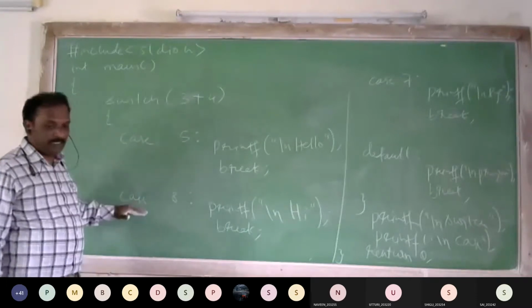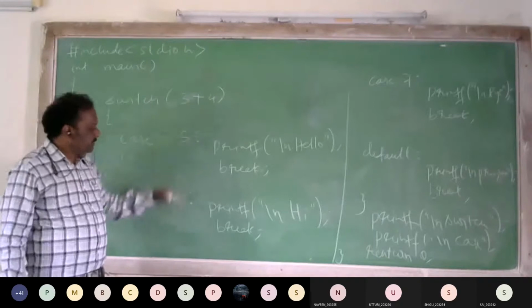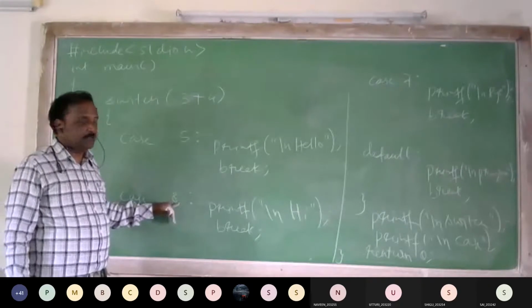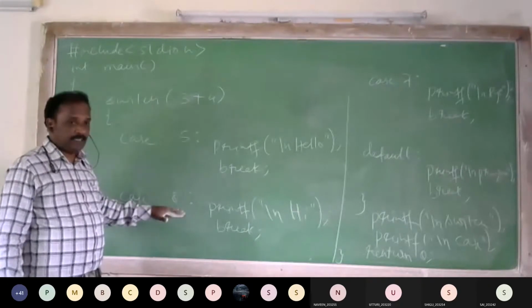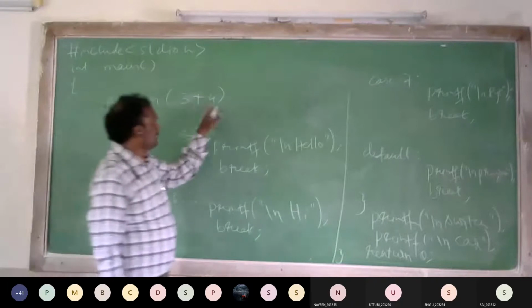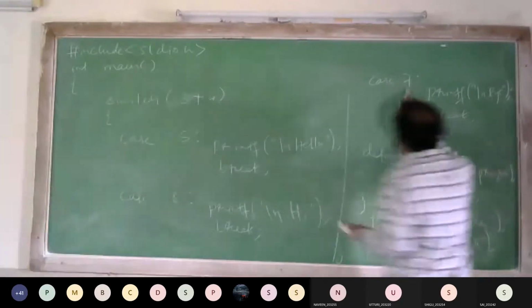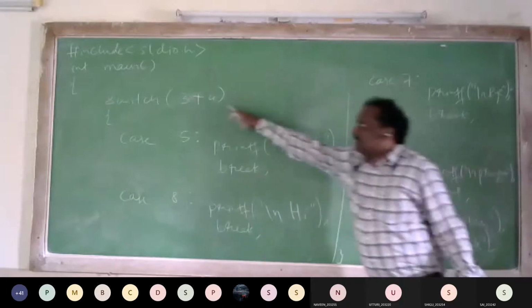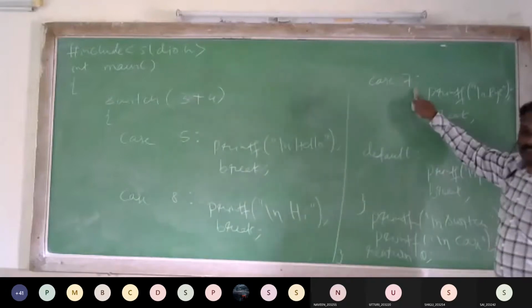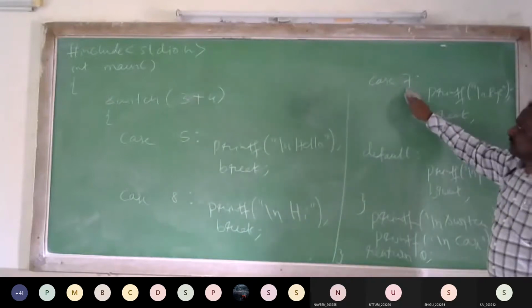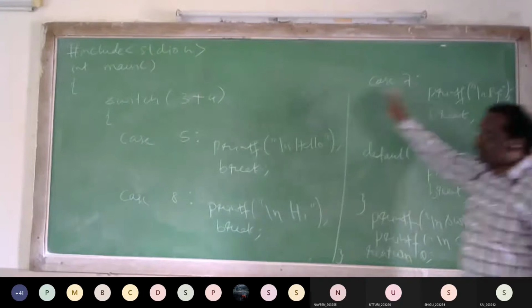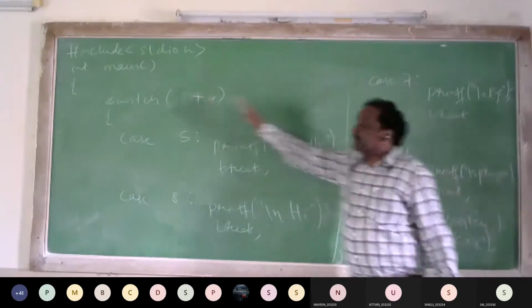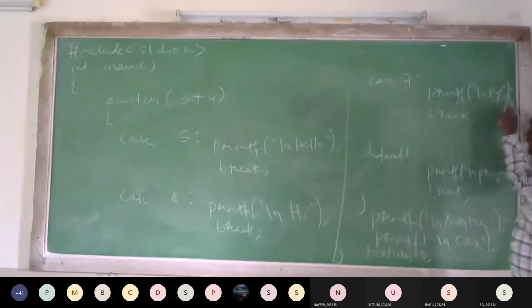Then only it will check for the next case. Is 7 equal to 8? No, 7 is not equal to 8. Then it will check for the next case. Is 7 equal to 7? So here it is matching with this case. When the case constant is matching with this expression value, then these block statements are executed.